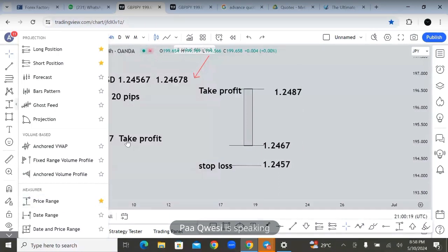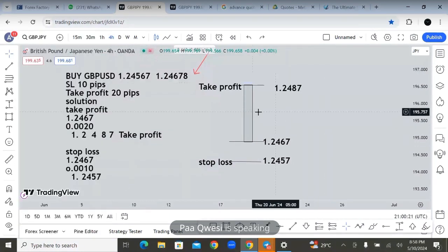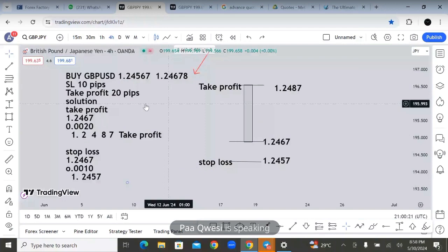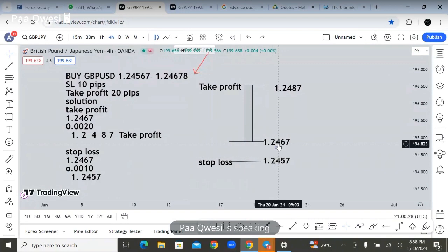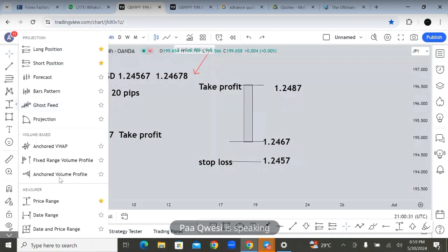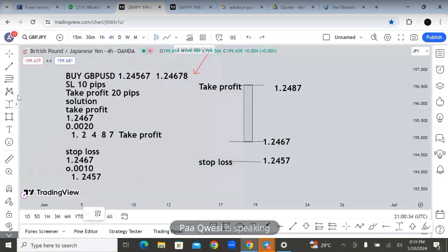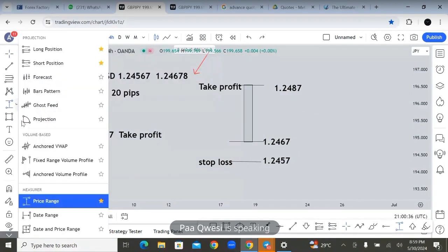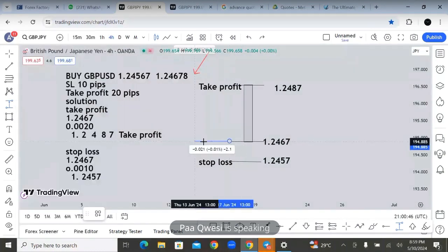So let's say the current market price is maybe 1.2. If I want to calculate the pips, I use the price range. This is the price range. You can put the price range on favorite. If you click on the yellow sign, it will be added to your favorite. So you first of all put the price range on the current market price.